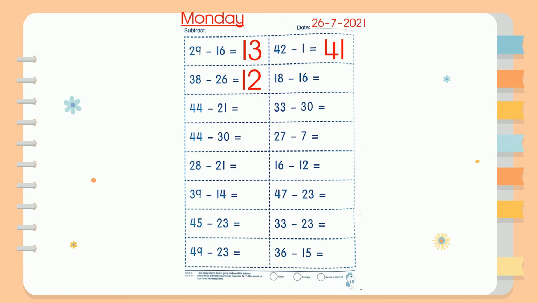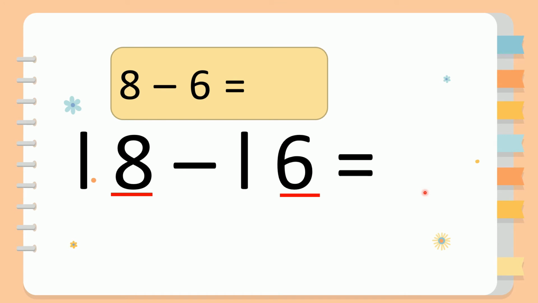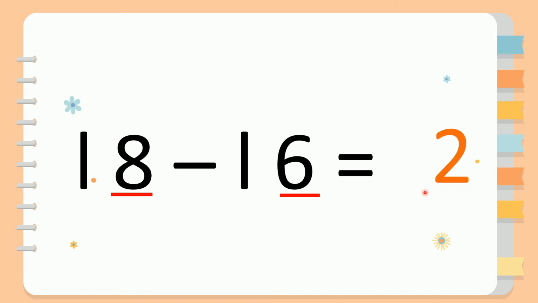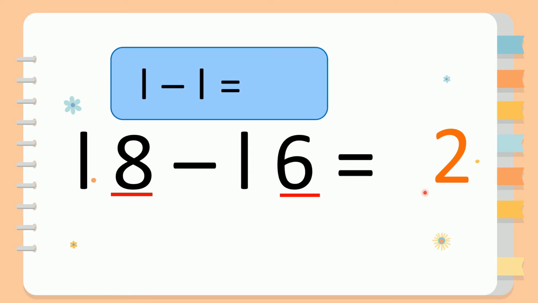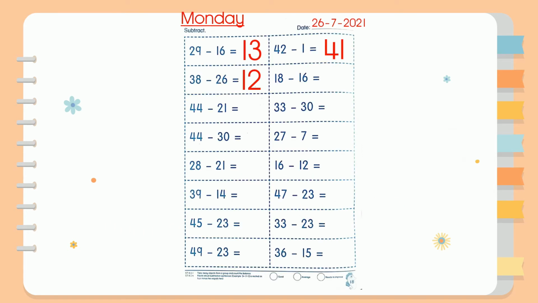Now let's see the question 4. 18 minus 16 equal how many? So draw line part of the ones. That is 8 minus 6 equal 2. Please write down 2. Let's see part of the tens. That is 1 minus 1 equal 0. So 0 we no need to write down. So the answer is 2. 18 minus 16 equal 2. Write down the answer 2. Another question you need to count carefully and do by yourself.